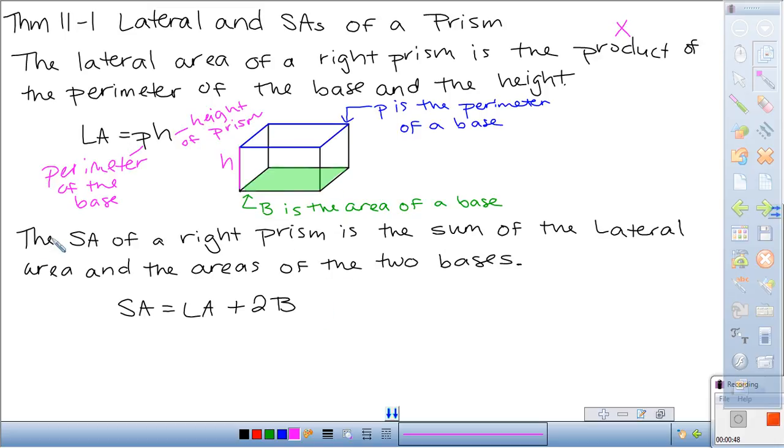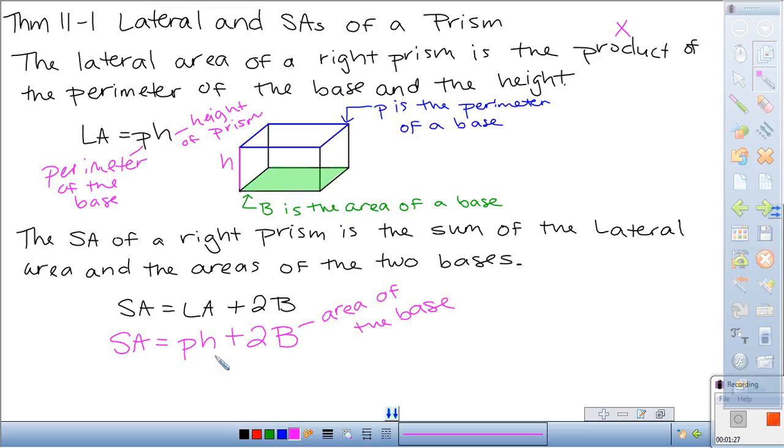The second part of theorem 11.1 is the surface area of a right prism is the sum of the lateral area and the areas of the two bases. We already know that. We've been using that formula many, many times. But then you could go ahead and say surface area is then, since lateral area is the perimeter of the base times the height, then instead of lateral area, we could put PH, and then still plus 2 times B, and then remember that capital B stands for area of the base.